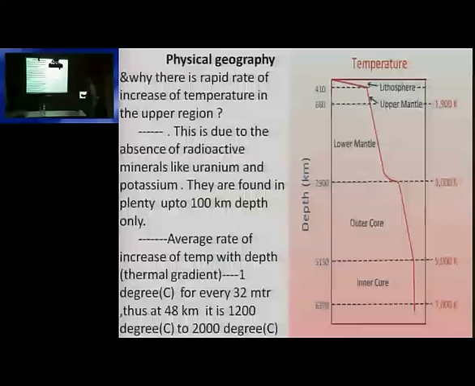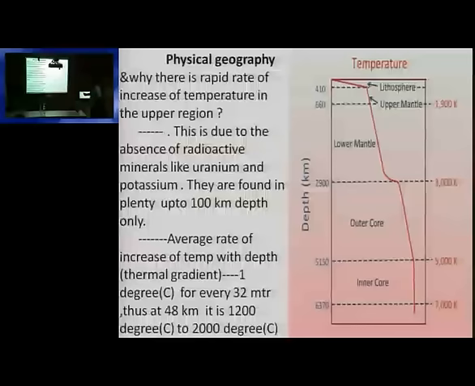See, so just imagine this. For every 32 meters, there is a rise of 1 degree centigrade in temperature. So if we calculate this for 48 kilometers, it will be around 1,000 to 2,000 degrees centigrade. Now imagine, in 6,370, just imagine. But in reality, we get here around 4,000 degrees centigrade.